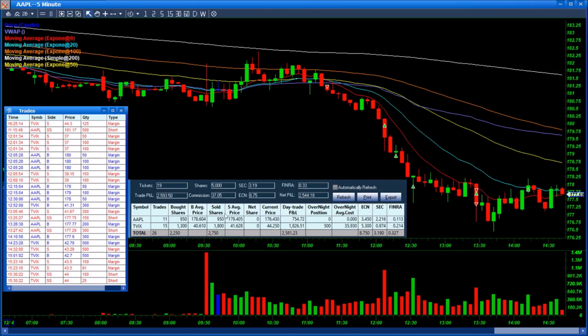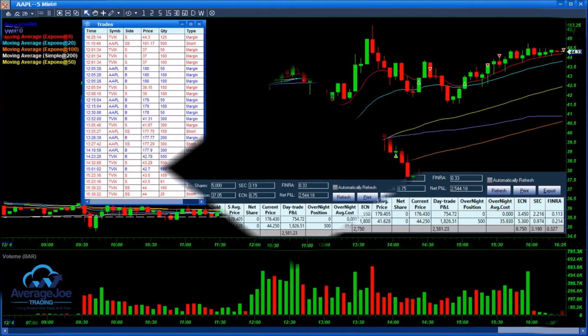But still a pretty decent day in Apple. 754. I don't know how much I gave back. I hadn't calculated it yet. So I don't know if I had $800 or $900 on this. Maybe $1,000 locked in on Apple before I messed this up and ended up stopping out.